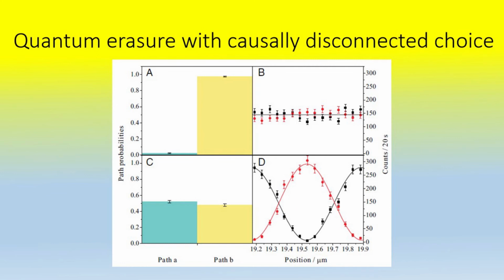Here is an illustration of the data. As you can see, C and D indicate that when the path is not known, you get an interference pattern, but you do not get one when the path is known.